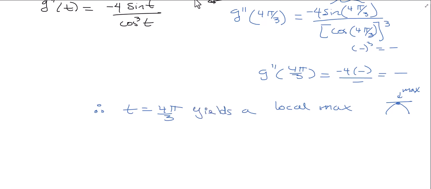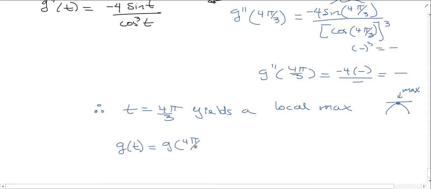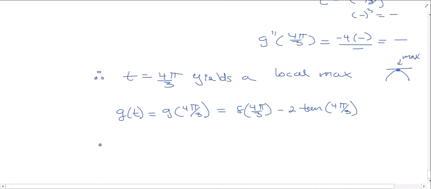How do you find the value? Plug it into the original function. So g of t at 4 pi over 3 will give you the y value. The original function was 8t minus 2 tangent of t. So this will be 8 times 4 pi over 3 minus 2 tangent of 4 pi over 3. This will be the y value associated with that local max. So the local maximum will be y equals whatever this is.